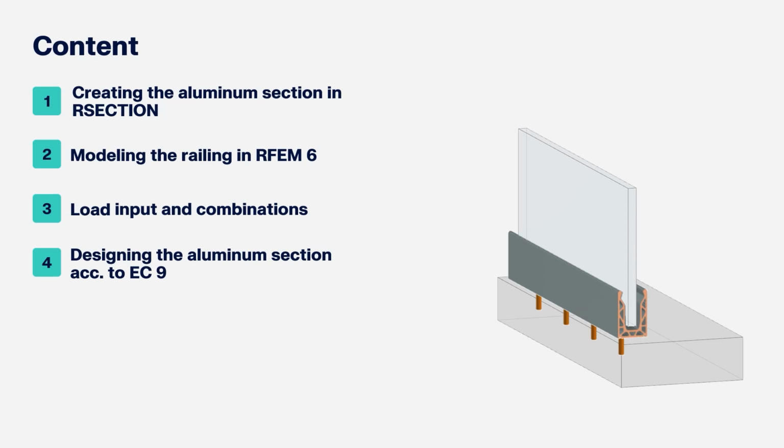Step by step, I will demonstrate how to model the system in RSECTION and RFEM and how to design it using the aluminum design add-on. I'll compare two different modeling approaches, one using members and the other using surfaces. The goal is not only to show you how the software works, but also to highlight how the modeling approach influences the structural behavior and ultimately the design results.